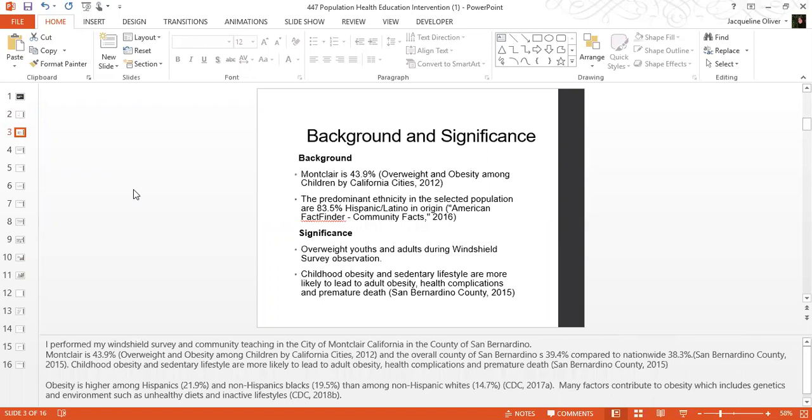The background significance is that there is a high incidence of child obesity in this city, predominantly Hispanic and Latino families live here, and they have a higher rate of obesity. This can lead, like I said, to premature death and health complications.